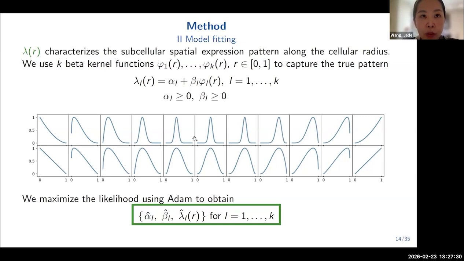With these shown in the visualization, we fit those pre-specified kernel functions one at a time. For each kernel function, we allow a linear transformation. Those alpha and beta are unknown parameters, which will be estimated by fitting the model to the observed data. By fitting the model, we get the MLE estimate using the ADAM algorithm. So we will have the estimated alpha and beta, and thus the estimated lambda from each kernel.